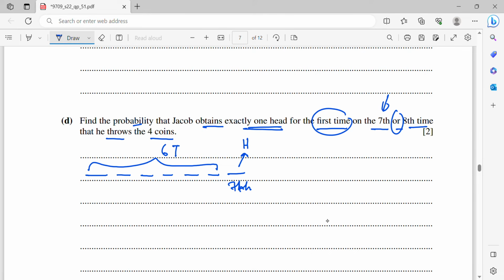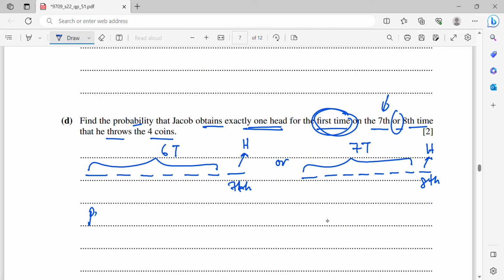Or he has thrown 8 times. So 1, 2, 3, 4, 5, 6, 7, 8. This is the 8th throw. And this is the first H because it's mentioned first H. Right? So it means that here you are getting 7 tails. All previous throws are showing tails. So these are the probabilities that you need to find. So basically this is geometric distribution.